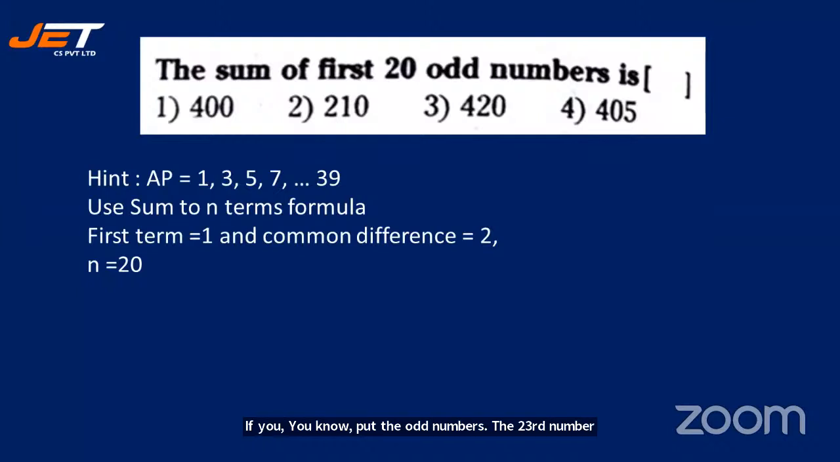So first term is 1. What is the common difference? Second number minus 1, that is 2. What is n? 20. So what is Sn? n by 2 into 2a plus n minus 1 into d. Use that formula and then give me the answer. Quickly work out and then give me the answer.